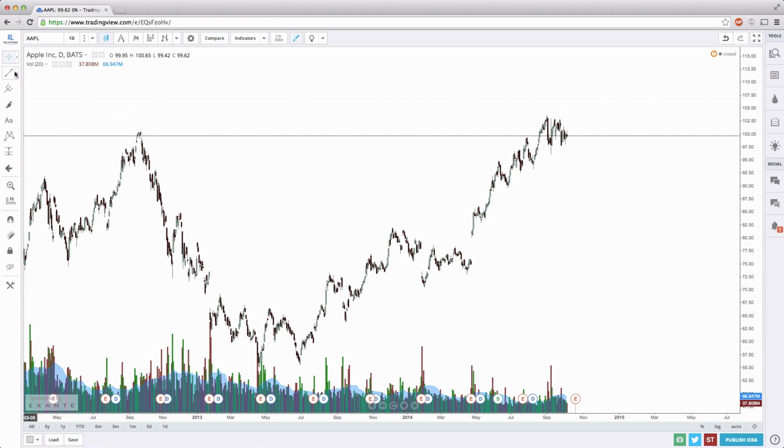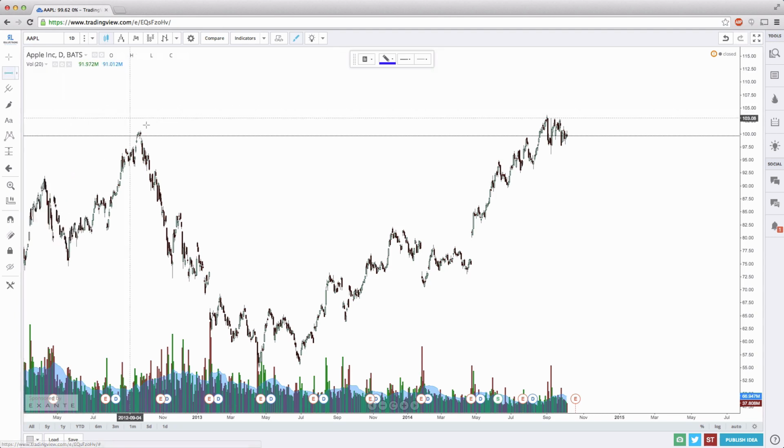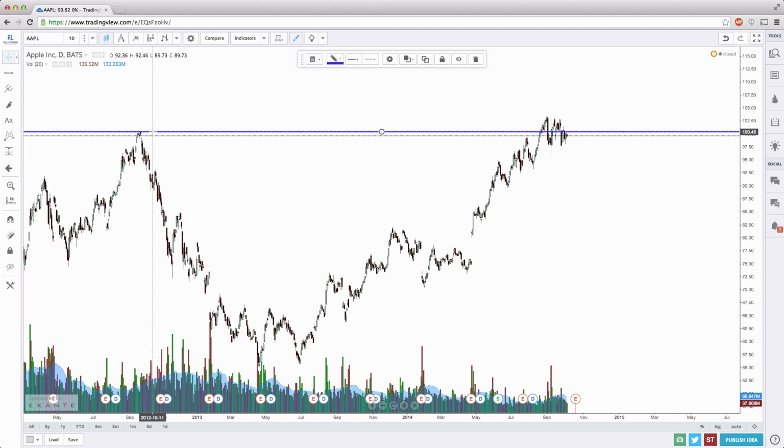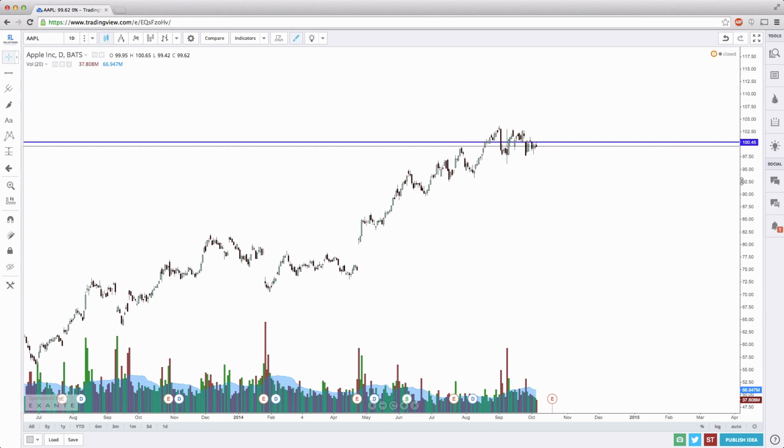So if we come in here and we draw a horizontal line, which is quite easy. As you guys know, I'm using TradingView, which is a charting software that's very user-friendly and very easy to use. I do suggest you guys signing up for it if you get the opportunity to do so.